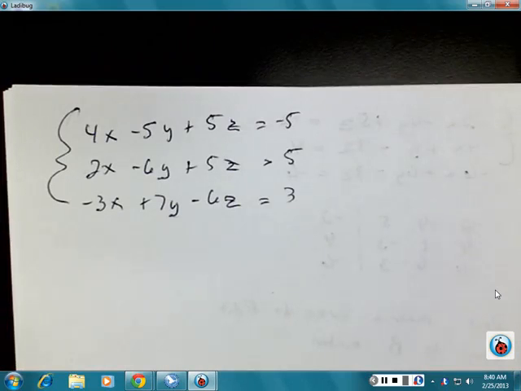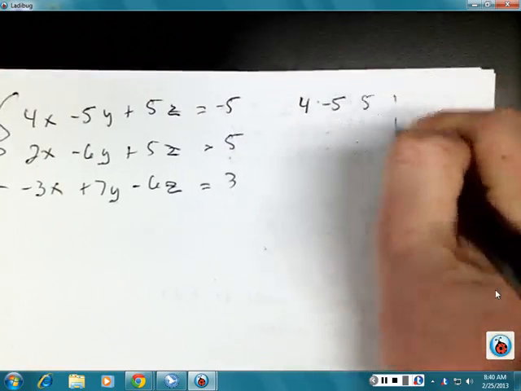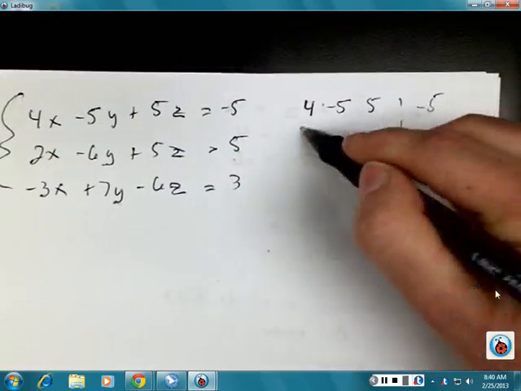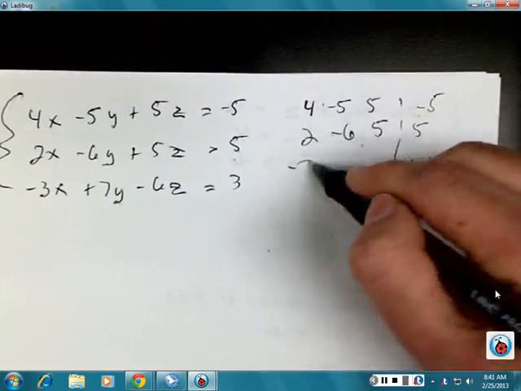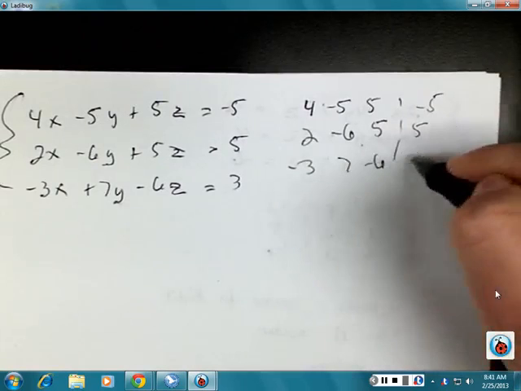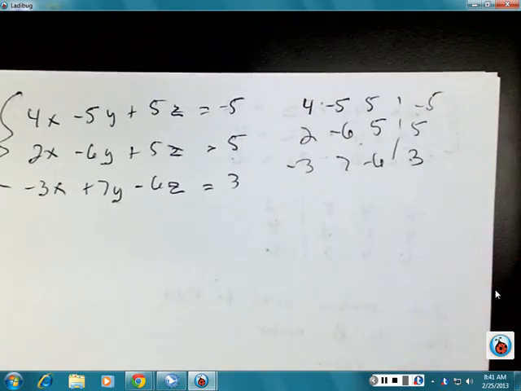And if we take that one and we augment it, that means we're going to put what we're going to put on our calculator. So this thing augmented is 4, negative 5, 5, negative 5, 2, negative 6, 5, 5, negative 3, 7, negative 6, 3. So that's what it would end up being. Okay, and then if I take it and put it on my calculator, I'll put it in just like I see it there. So work it out, see what you come up with for answers.